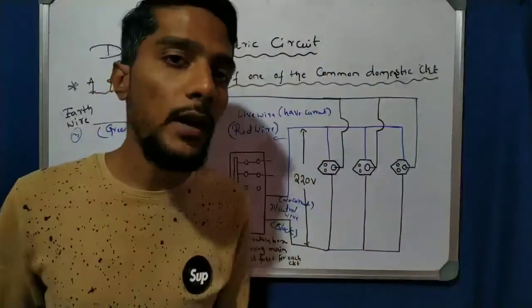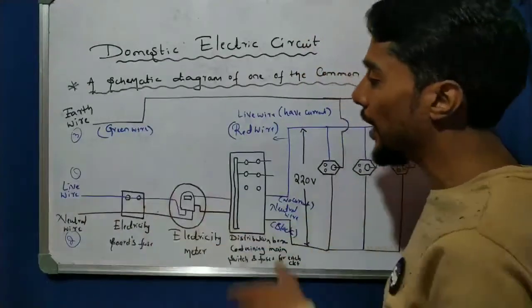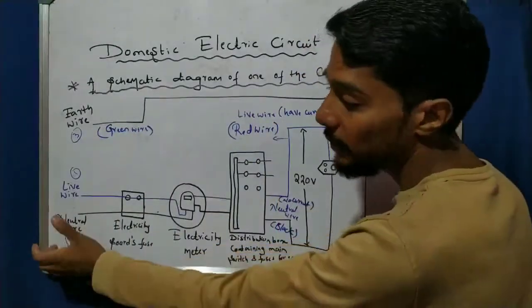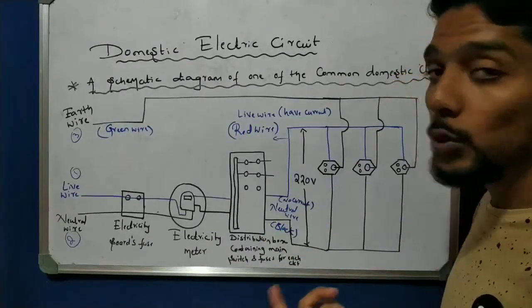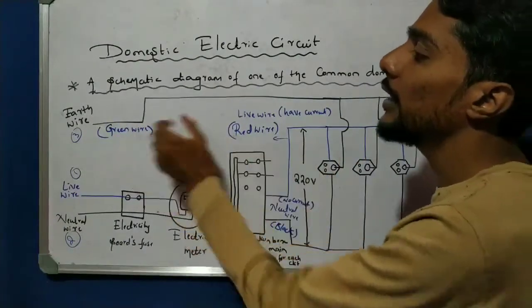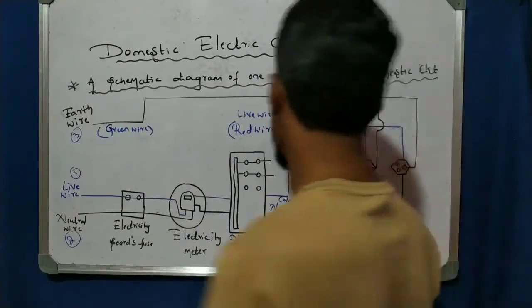There are three types of wire. One is the live wire, which is red in color and has current. The second is the neutral wire, which is black in color and has no current. The last one is the green wire, called the earth wire. We also call it earthing. These are connected to the socket.